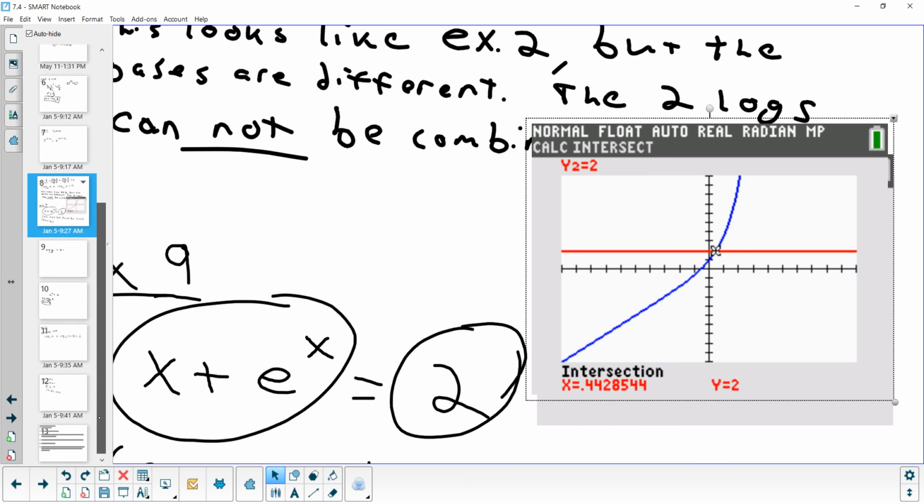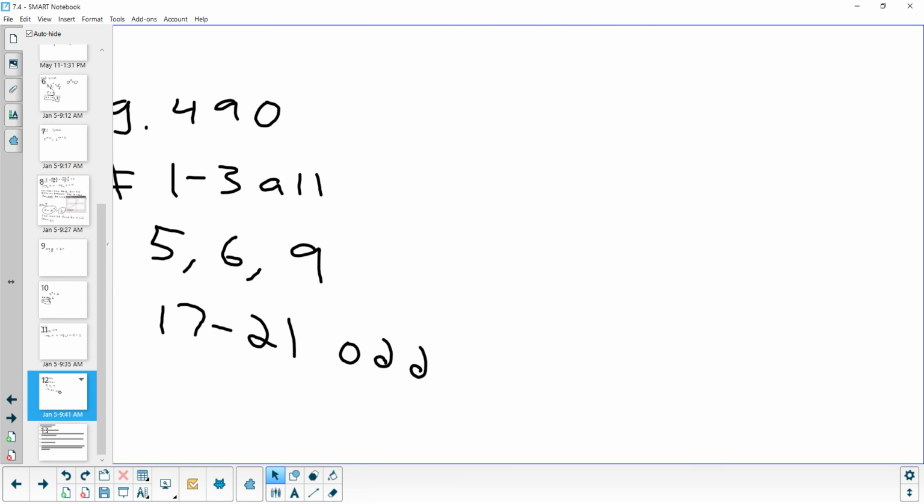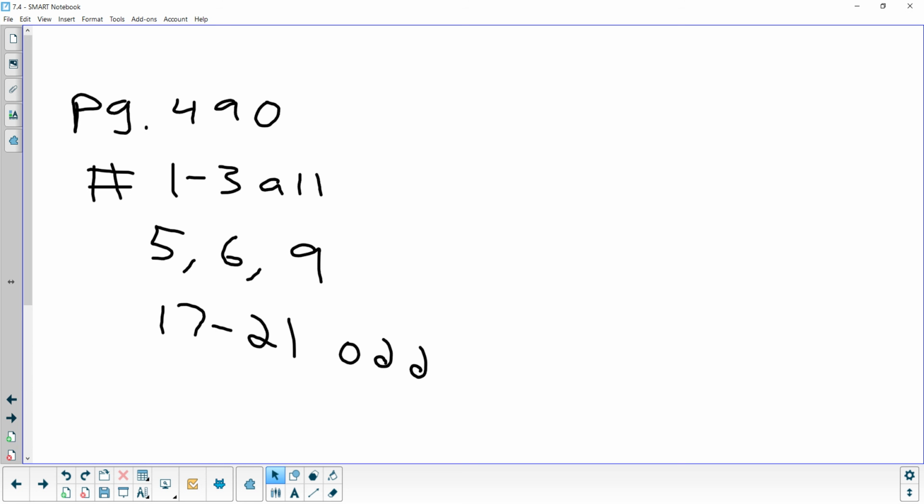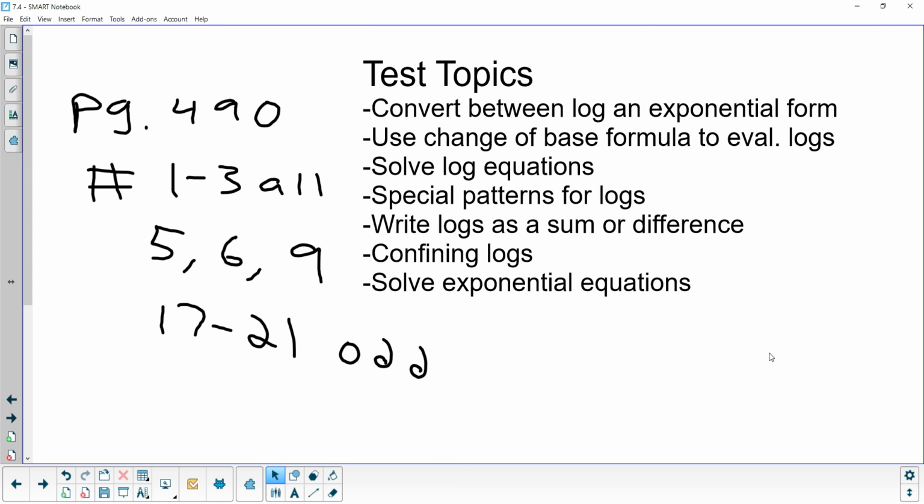Okay. So that is the last homework assignment for this week, page 490. 1 through 3 all, 5, 6, 9, and 17 to 21 odd. Okay, so those are the topics that will be on the test tomorrow. So remember, we will go over the homework. We'll start the test on Thursday. I'm thinking you'll have enough time to finish it, but if you don't, then you'll have a little bit more time on Friday, and that should say combining, not confining.